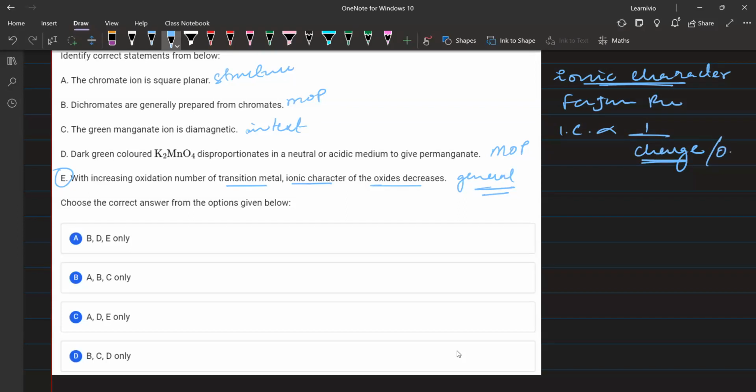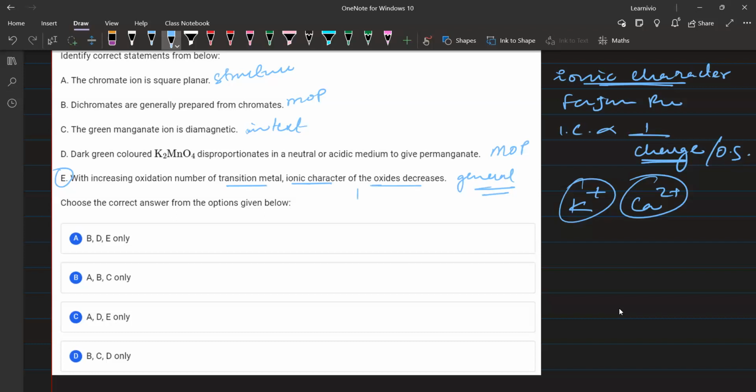Or the oxidation state. For example, if I take the same group, potassium and calcium. Potassium is 1 positive and calcium is 2 positive. So calcium will be showing less ionic character than potassium because of the charge. Calcium 2+ is highly charged, that is why it has a greater polarizing effect in polarizing the anion. This statement is true. With increasing oxidation number of transition metal, the charge of the metal atom is also going to increase. The ionic character of the oxide is going to decrease.